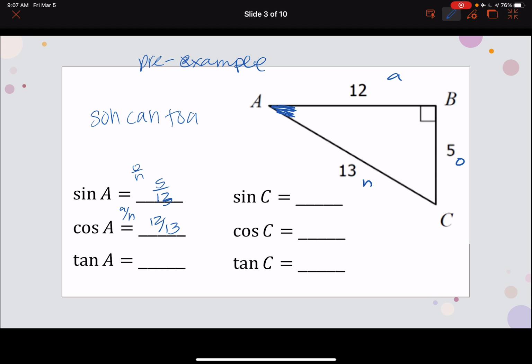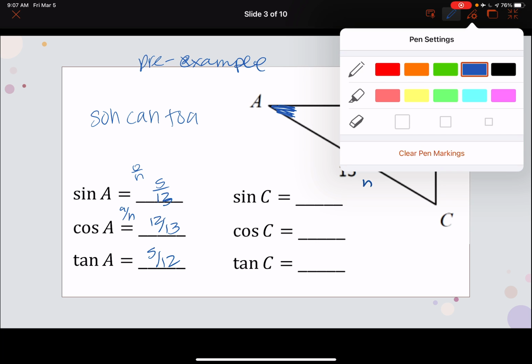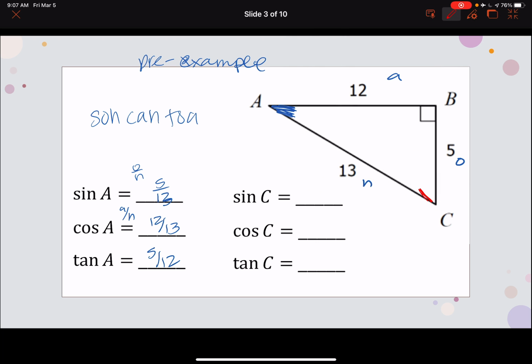Now, these are ratios. These ratios are going to help you find missing sides and missing angles. All right, your tangent is going to be your opposite over your adjacent, so it's going to be 5 over 12. And then that's it. Now we're going to do the same thing, and I want you to pause your video and try it with angle C. Set up your sine, your cosine, and your tangent.